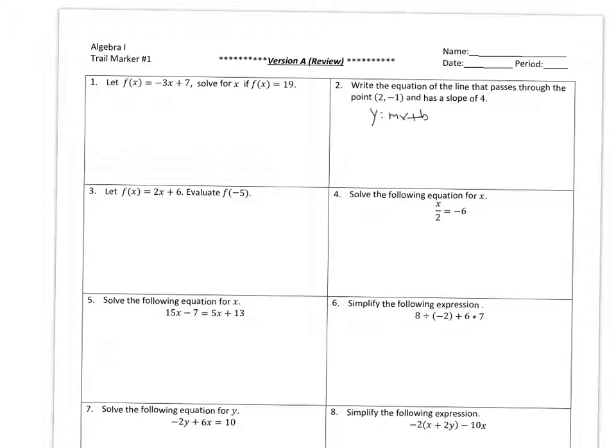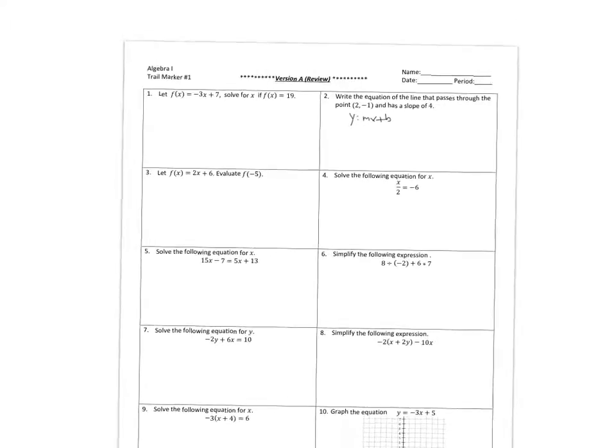Okay guys, working on trail marker number 1. Now these are the 10 questions that are going to be on trail marker number 1. So remember, you have to be able to do 8, 9, or 10 of these skills, and they are all or nothing. So you have to know how to do the entire skill in order to get full credit. Okay? So we can practice as much as needed.